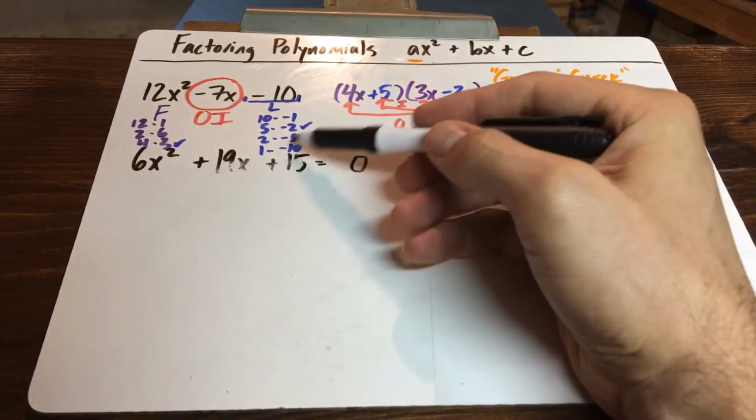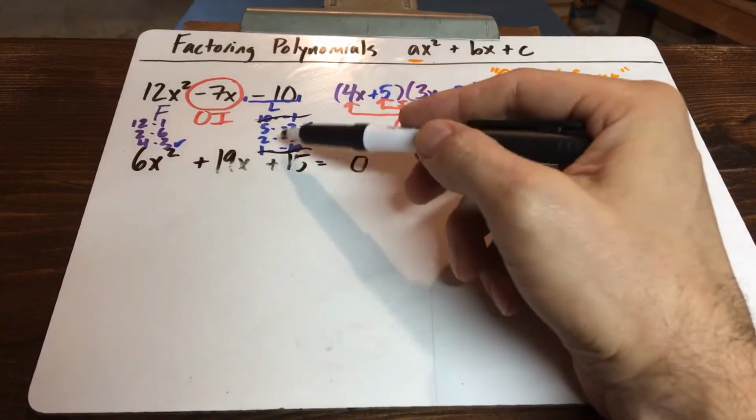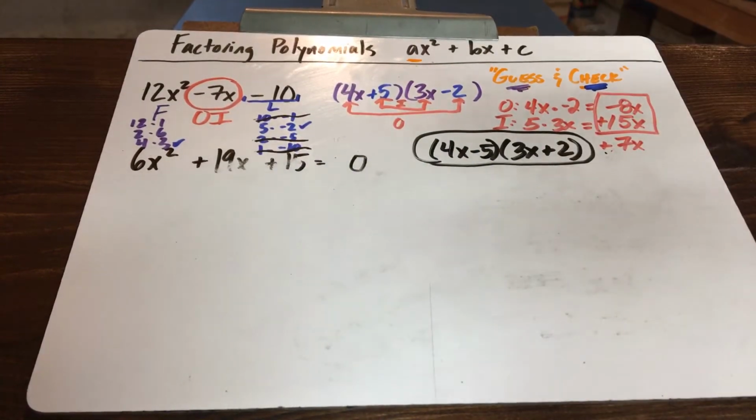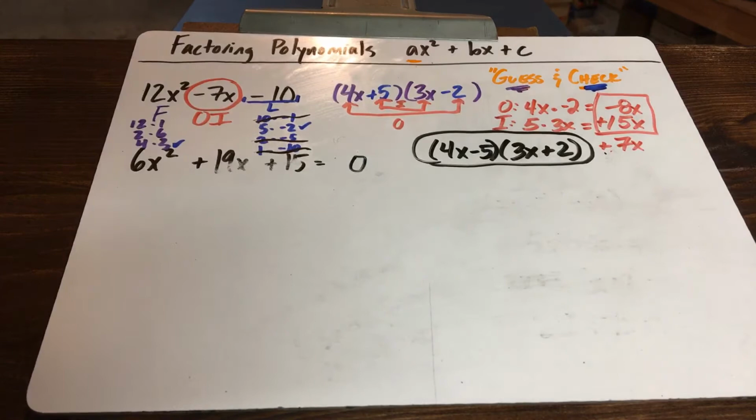I didn't have to use these other guesses. I didn't have to try 10 and 1 or 1 and negative 10 or 5 and negative 2. I didn't have to try all those, right? I got it. So that's kind of what we went over yesterday.